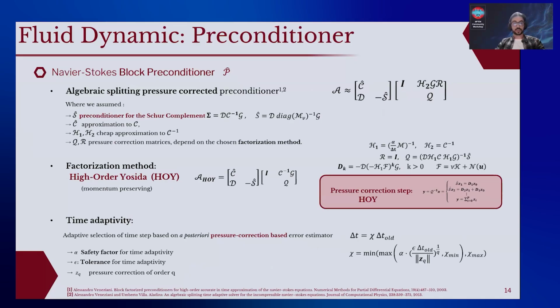As the factorization method, we use this high order Yosida, which is momentum preserving, and essentially the pressure correction step occurs in different intermediate steps, depending on the order of the pressure correction. And this gives us more accurate pressure correction, and also as a byproduct, a pressure correction based error estimator for time adaptivity.